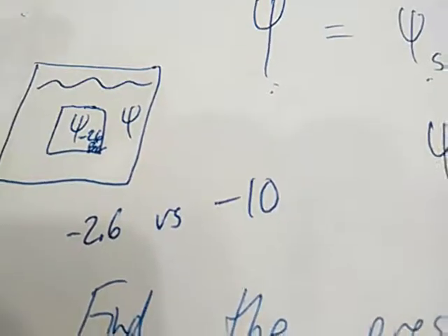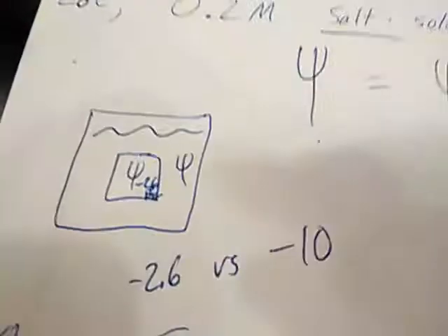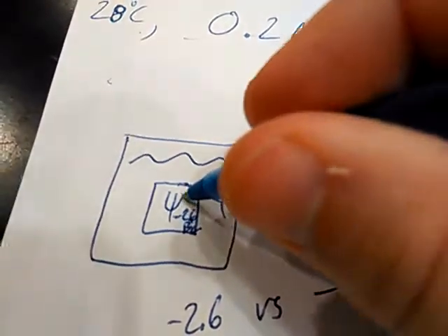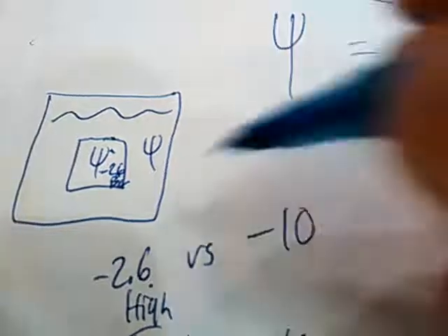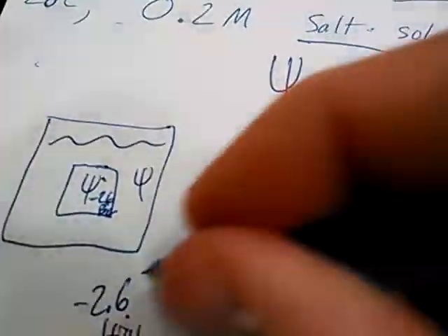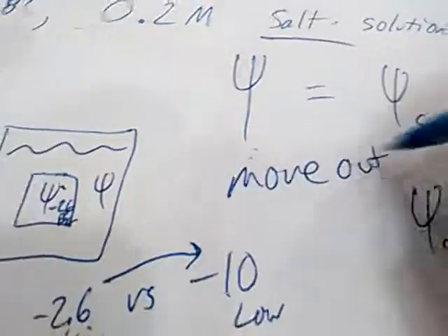What is the water going to do? Well, it is a salt solution, which helps us out. But we know it's going to go from high. In this case, negative 2.6 is high water potential. Negative 10 is very low. So it's going to go from the high to the low. It's going to move out of the cell.